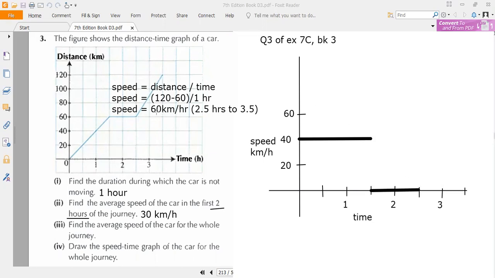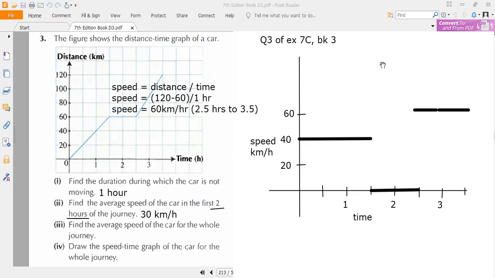And the last one, 60 kilometer per hour from 2.5 to 3.5. At 2.5, 60 kilometer. This will be here, 60 kilometer, for 2.5 to 3.5. I have drawn this here. Right, so this will be my speed time graph as I have shown it here.